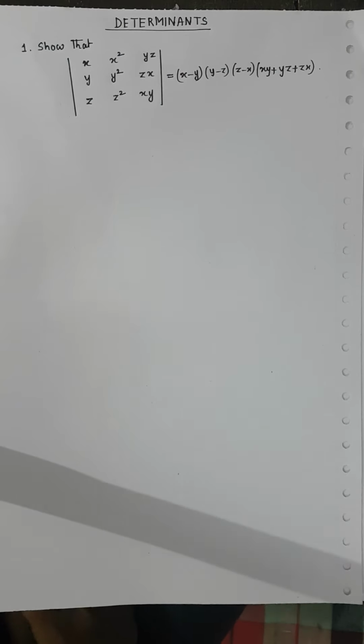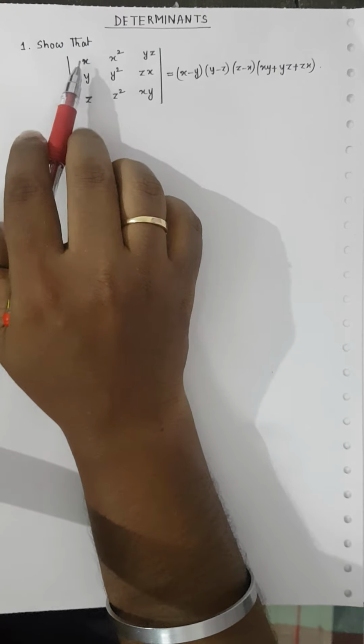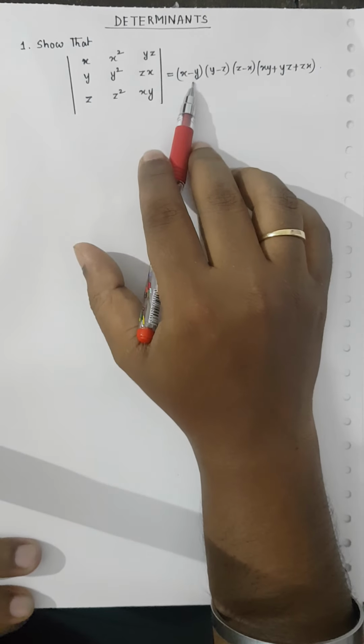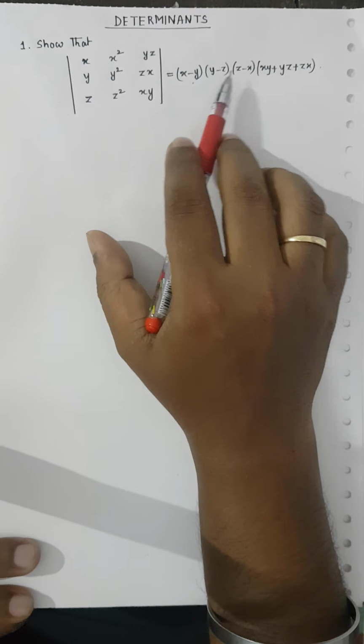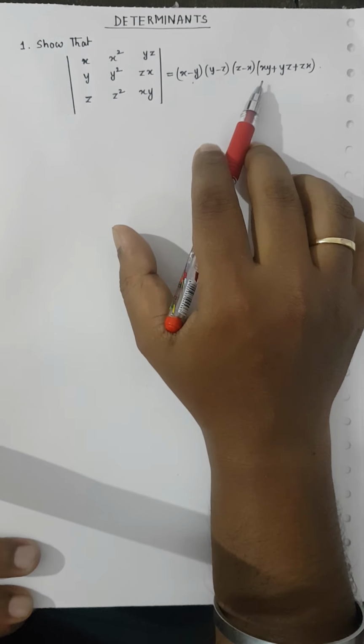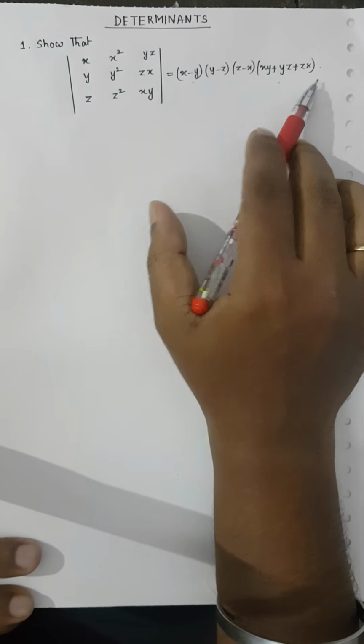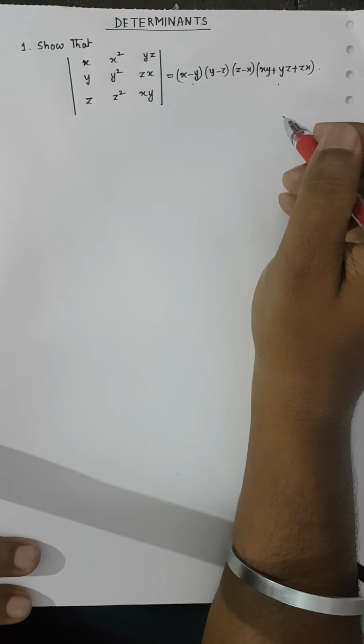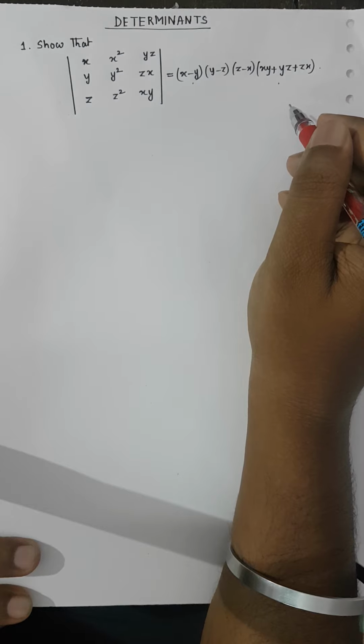Hello friends, in this video we will discuss some important problems of determinants. Number 1: show that the value of the determinant is equal to (x minus y)(y minus z)(z minus x)(xy plus yz plus zx). This is a very good question. This is from the NCERT book.